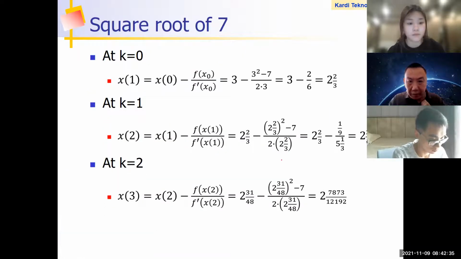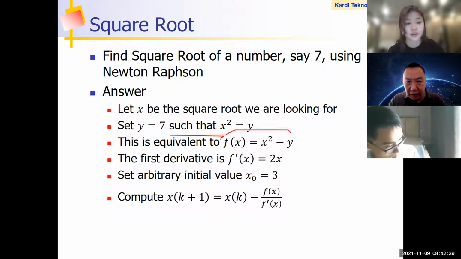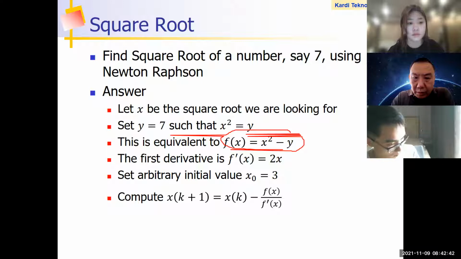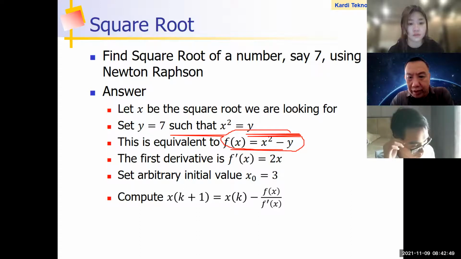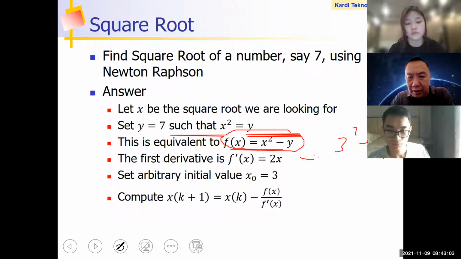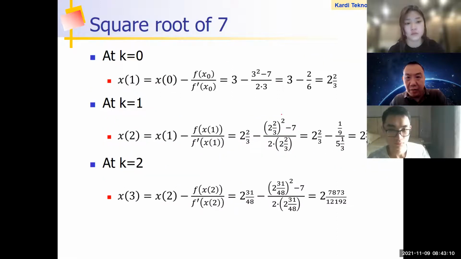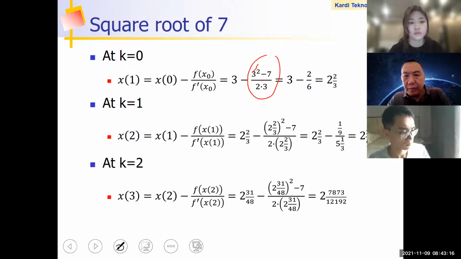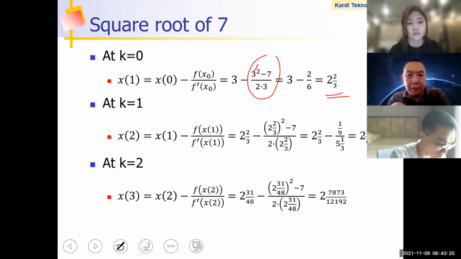This equation is the f(x), right? You put x0, which is 3, so what do you get? Y is 7, so 3 squared minus 7. And then if x is 3, 2 times 3 equals 6 here. That is the one that we do here. So then you get this answer, and this is called x1. Then you put this x1 here.